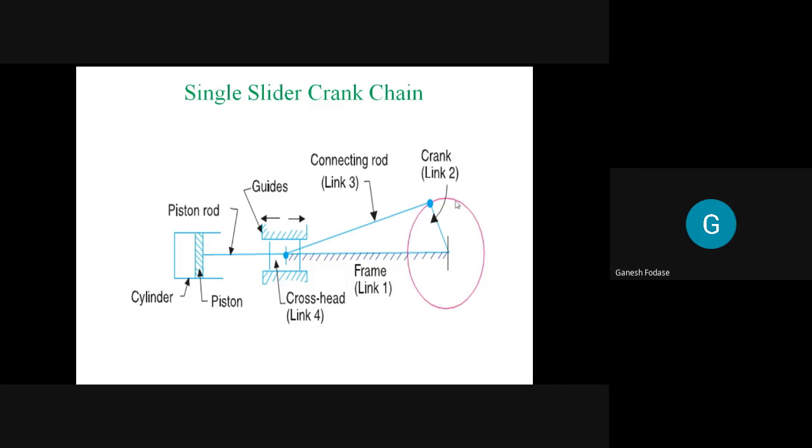So I told you in this mechanism also there are 4 links and 4 pairs. But as we discussed, out of these 4 pairs, 3 are turning pairs and 1 is a sliding pair. Of course, all pairs are lower pairs. Now we have to discuss inversions of this single slider crank chain. What are the different inversions possible if we fix different links in turn? Let's say we fix the frame, or link 1.